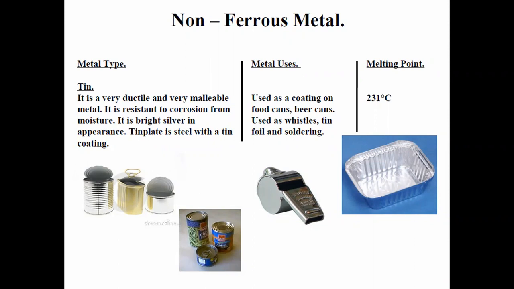We come to tin. Very ductile and very malleable metal. It's resistant to corrosion from moisture. It is bright silver in appearance.